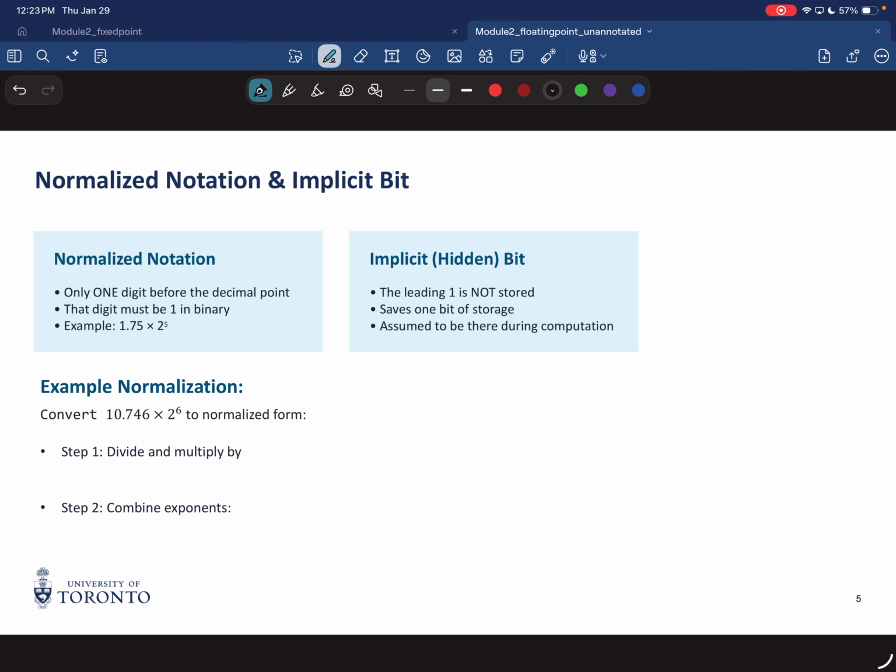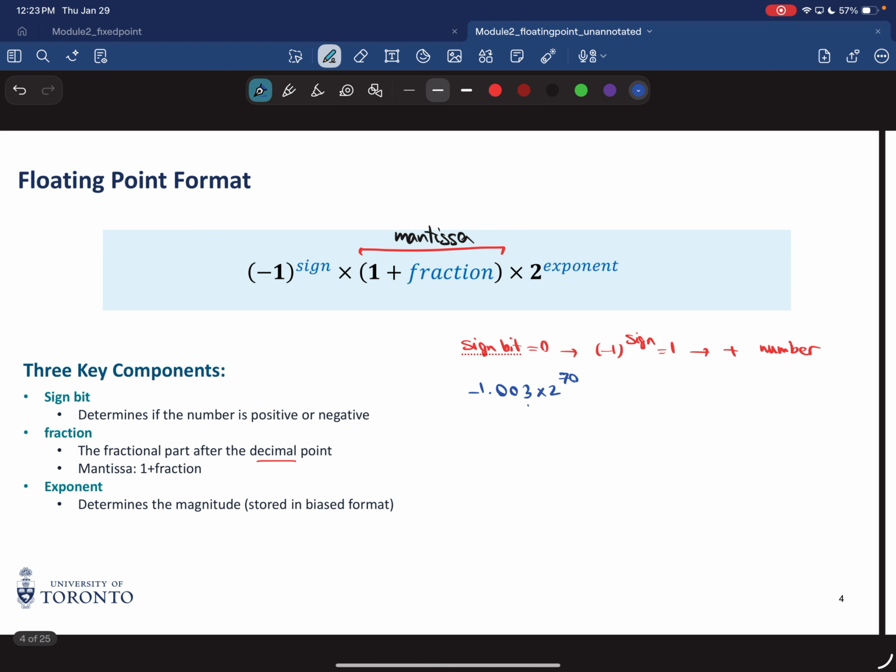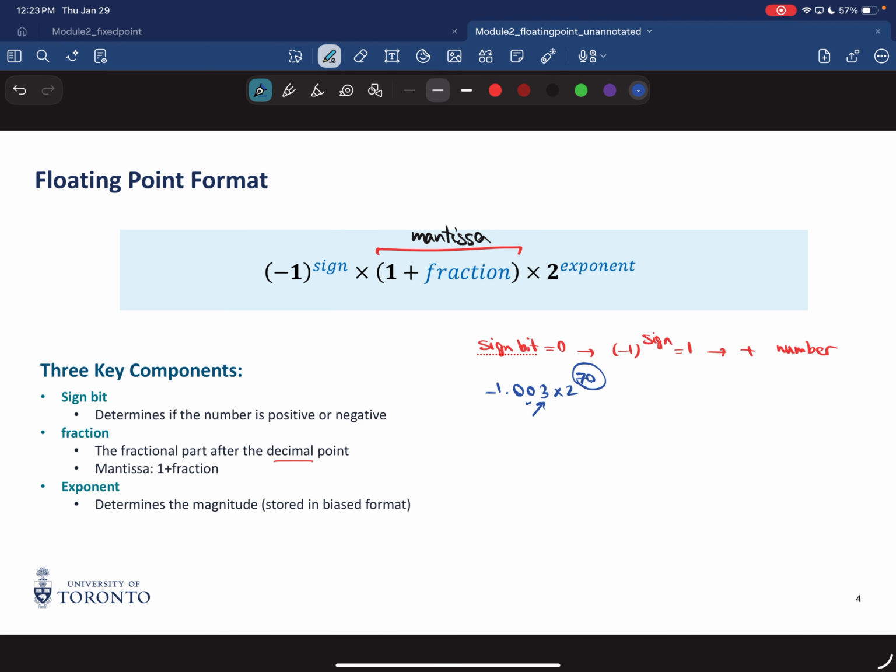For example, let me show it here: minus 1.003 times 2 to the power of 70, let's say. The resolution comes from the fraction, and 2 to the power of 70 defines the magnitude of this number, right? So it's not like before, where M had something to do with the range. It's really the exponent.